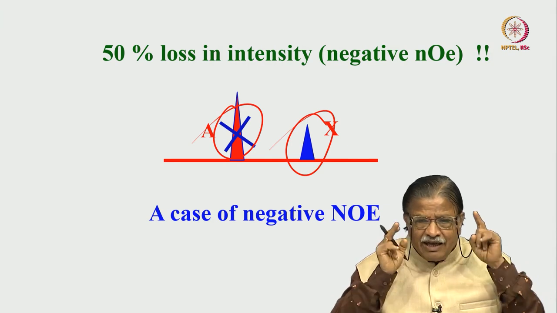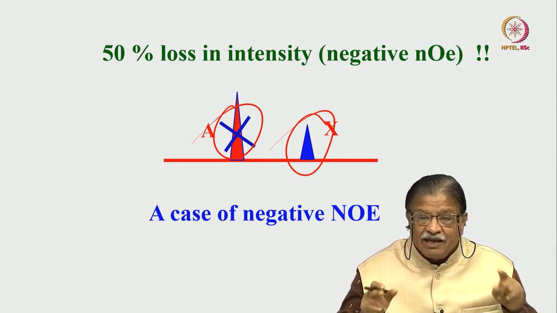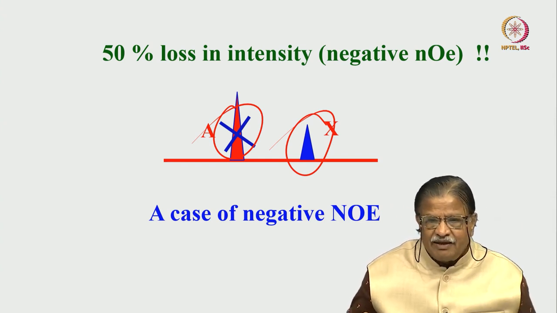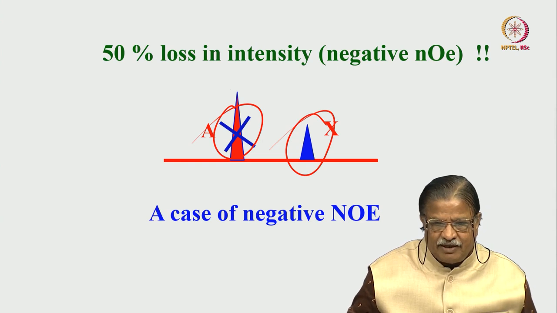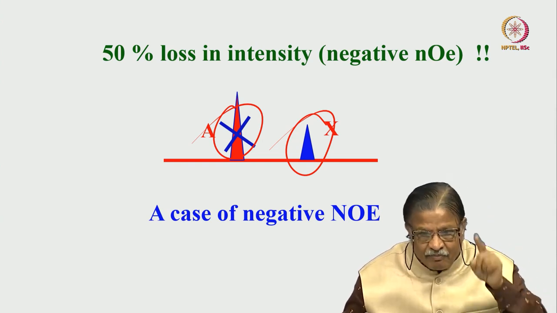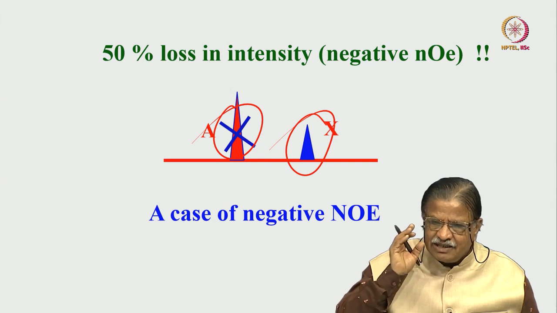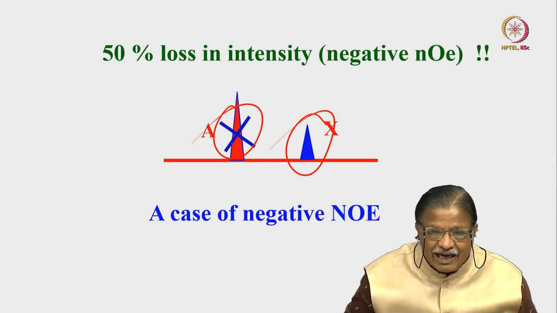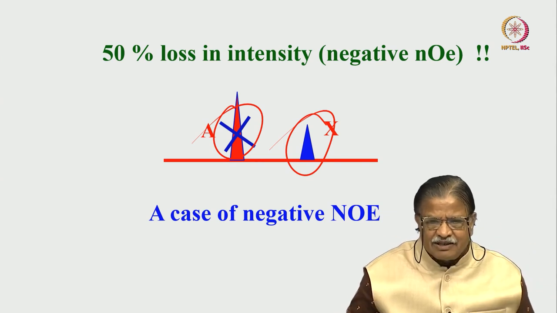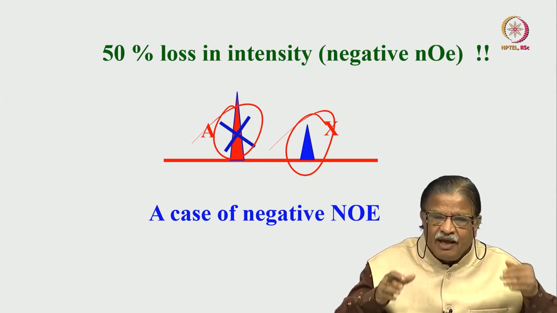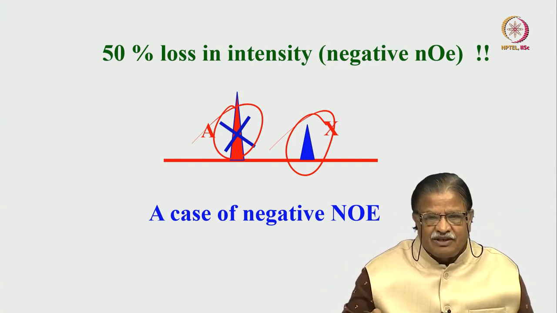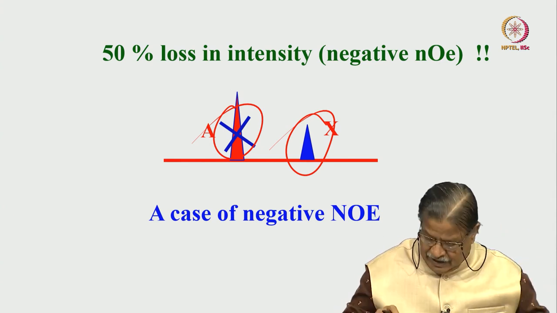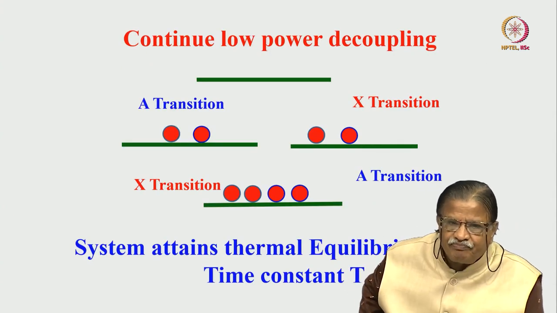Now you understand what is the relaxation pathway which is responsible for both positive and negative NOE. If the double quantum pathway is the dominant relaxation pathway in a spin system, you have a positive NOE. If the zero quantum pathway is dominant, then you will have negative NOE. So the dipolar relaxation is one of the root causes for NOE, and the pathway that is available for relaxation defines whether it is a positive NOE or negative NOE.